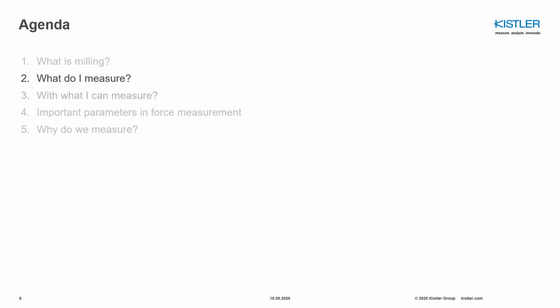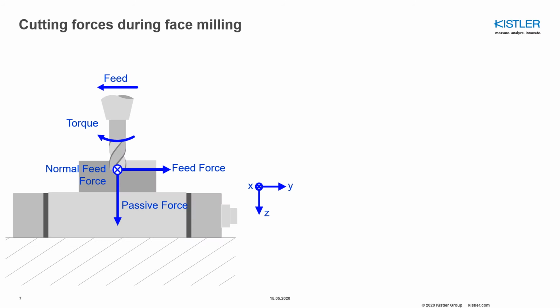What do you really measure then? If you look at this schematic view here, you have the dynamometer, you have the part to be measured, you have your tool. Because of the rotation, you will have a torque, and because of the feed from right to left, in this case, you will have a feed force, and then you will have a feed normal force, the force which is normal to the feed force, and you will have a passive force.